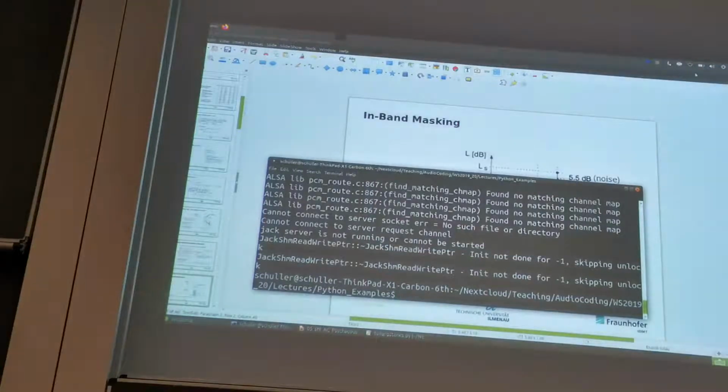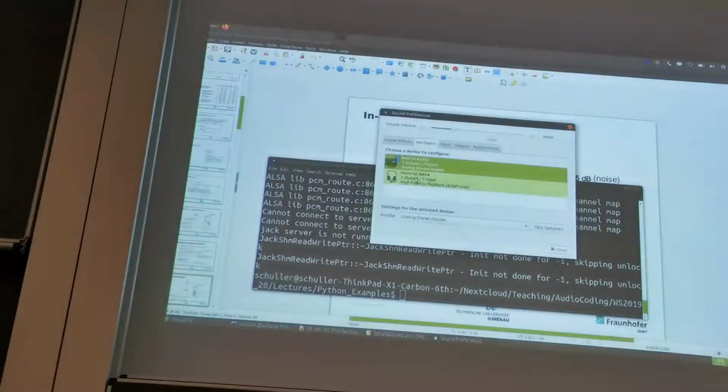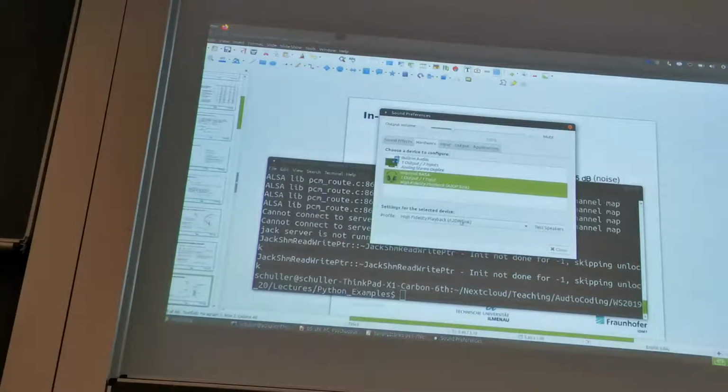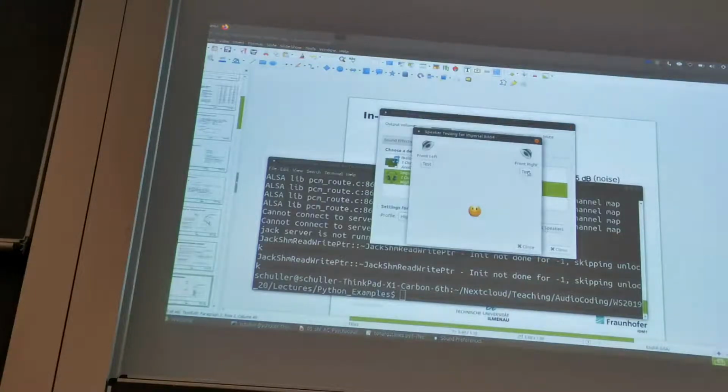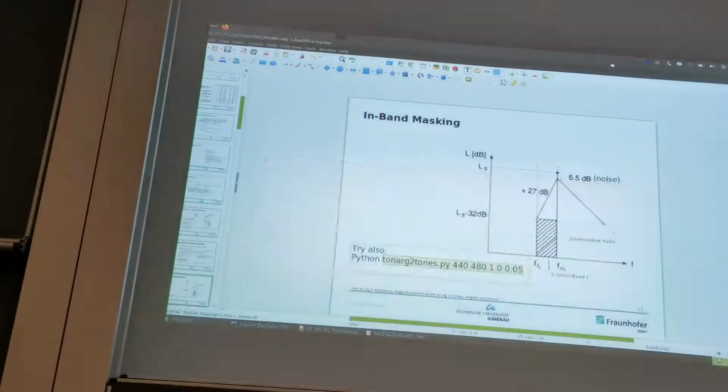Not working. Yeah, sorry. I guess you have to try it at home. Somehow my internal speaker stopped working and the external speaker is also not working. So, demo effect.